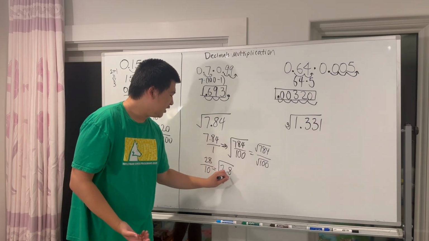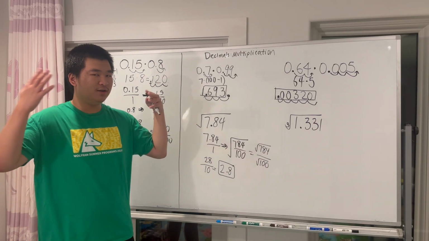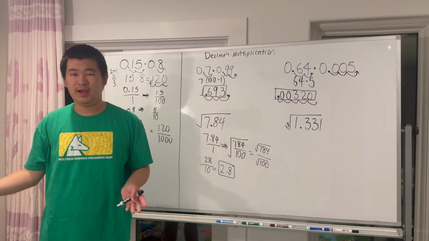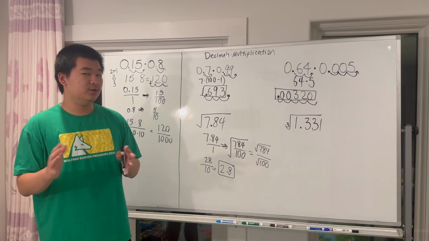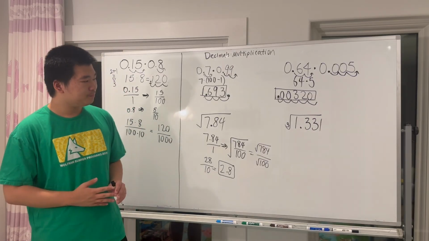And a sanity check you can do here is basically think about what this is close to. Just in your head, 7.84, okay, pretty close to 4 or 9, right? The square root of 4 and the square root of 9 is 2 and 3, so my answer should be in between 2 and 3, and this is in between 2 and 3, so you know you did it right.